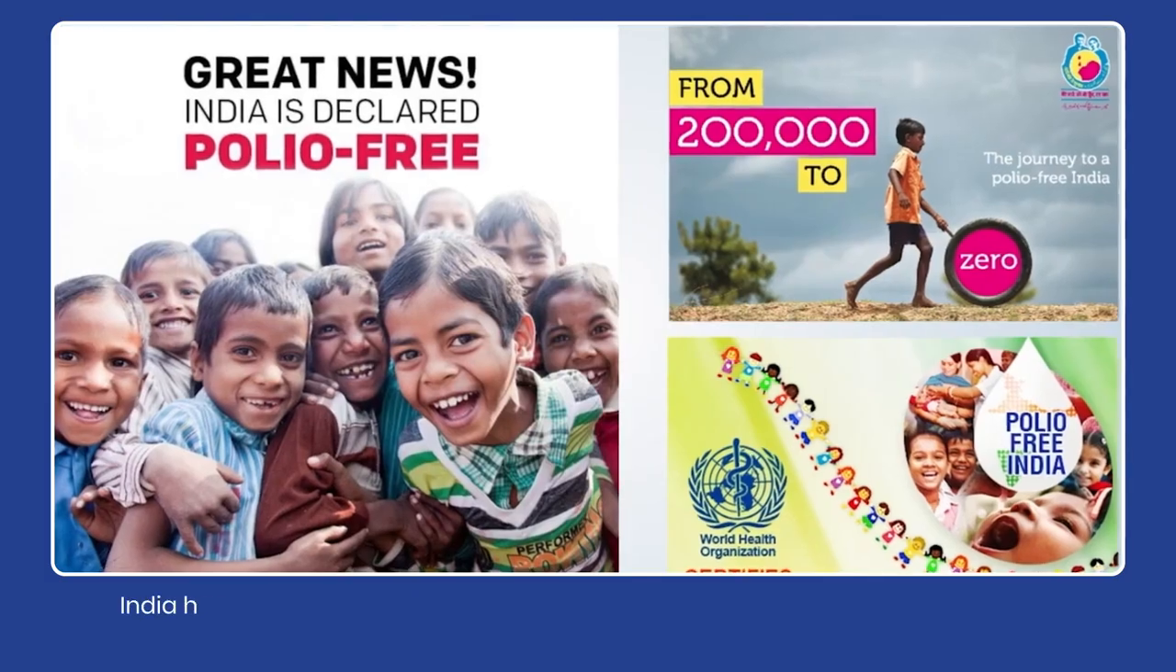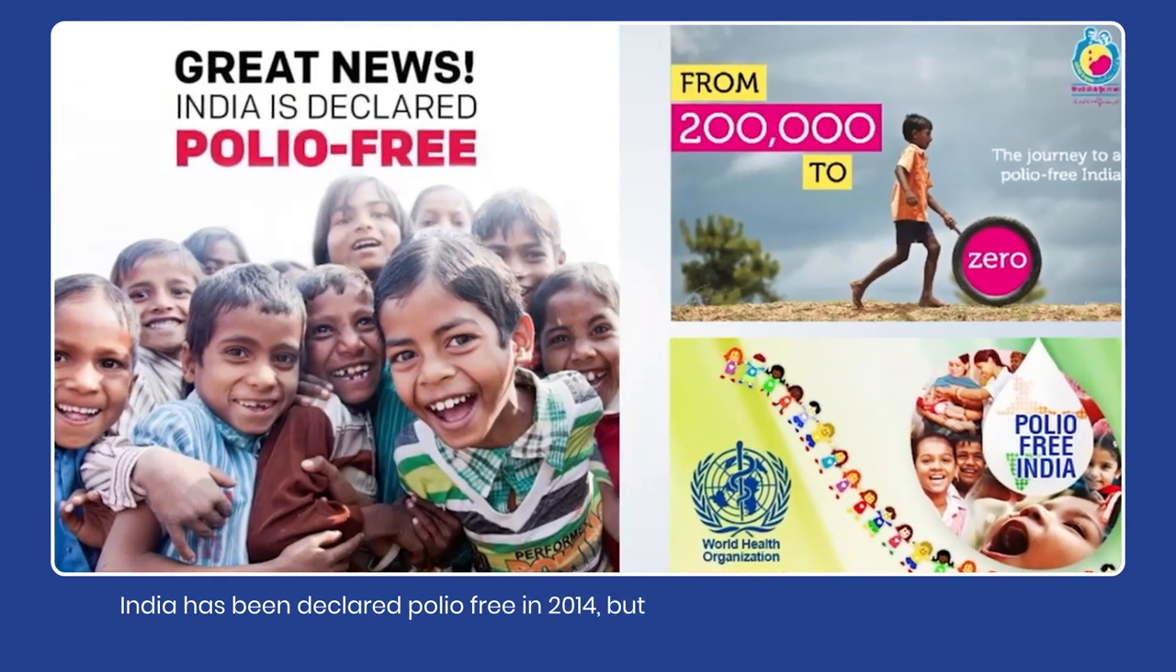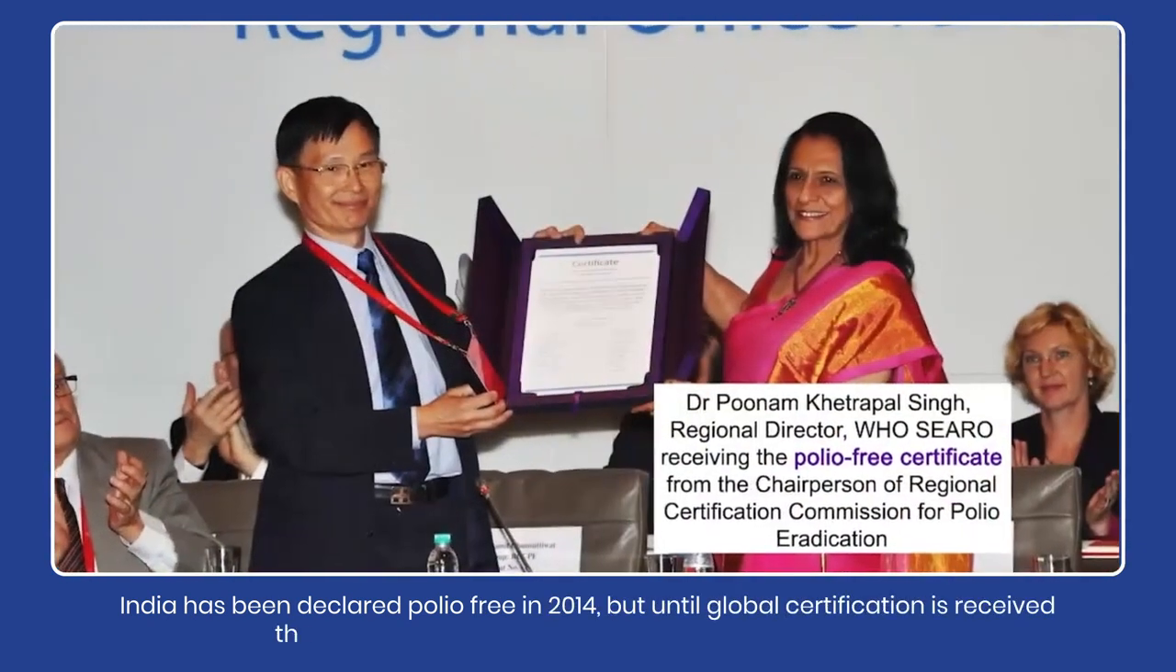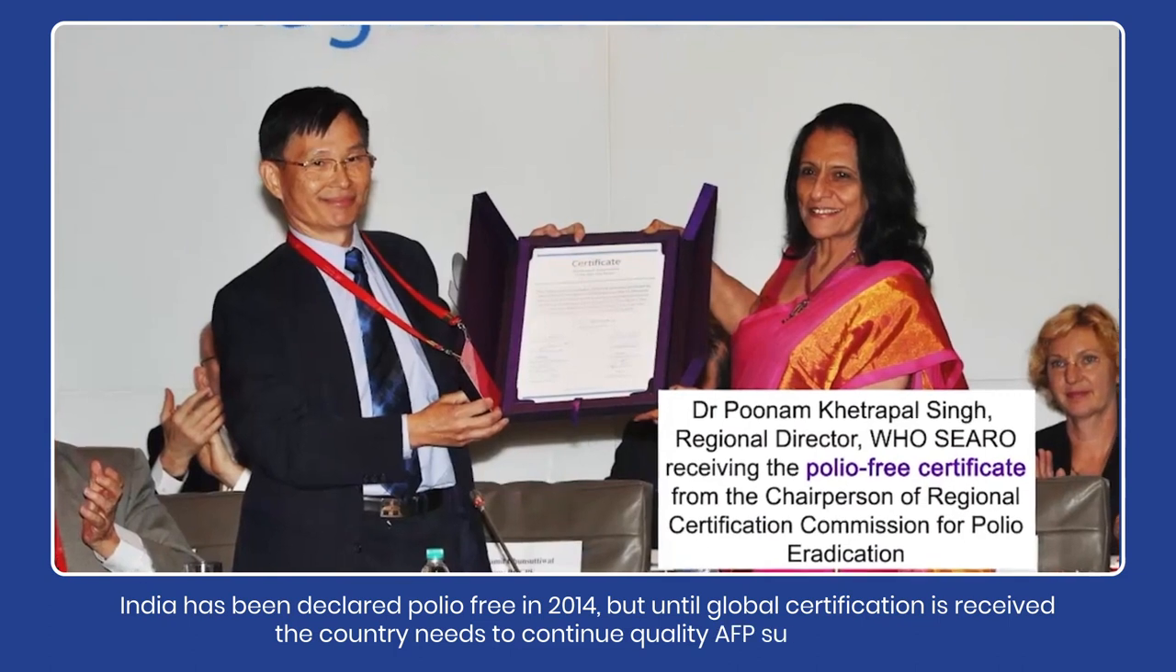Under the Global Polio Eradication Initiative, surveillance for poliomyelitis is conducted through investigation of acute flaccid paralysis cases. India has been declared polio-free in 2014. But until global certification is received, the country needs to continue quality AFP surveillance.